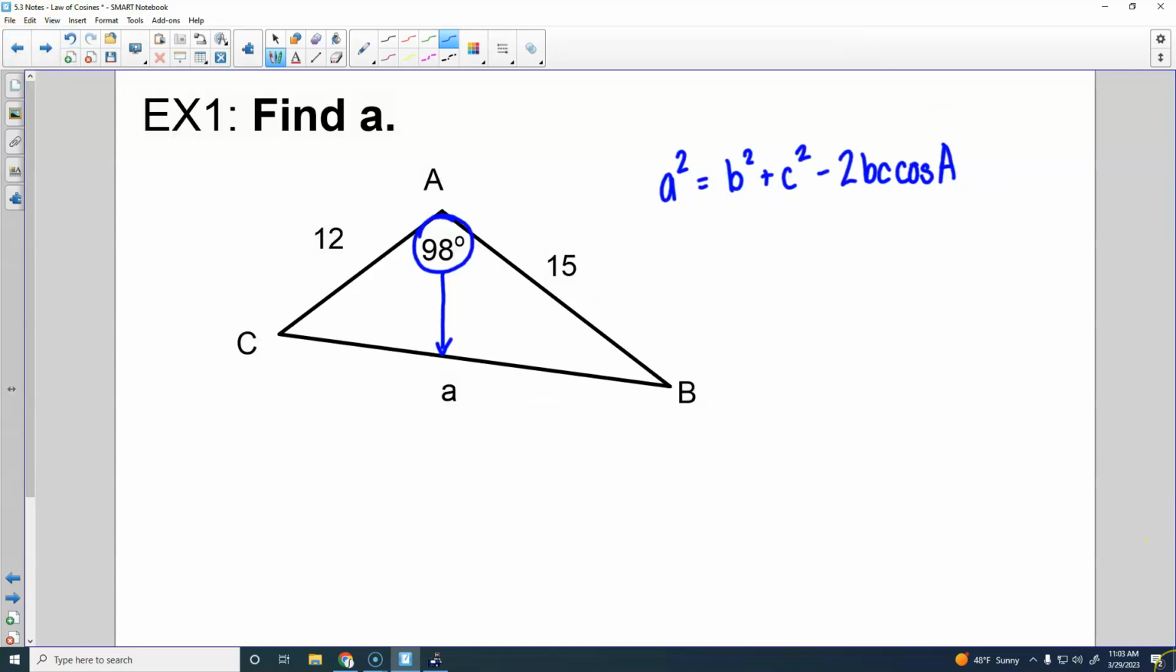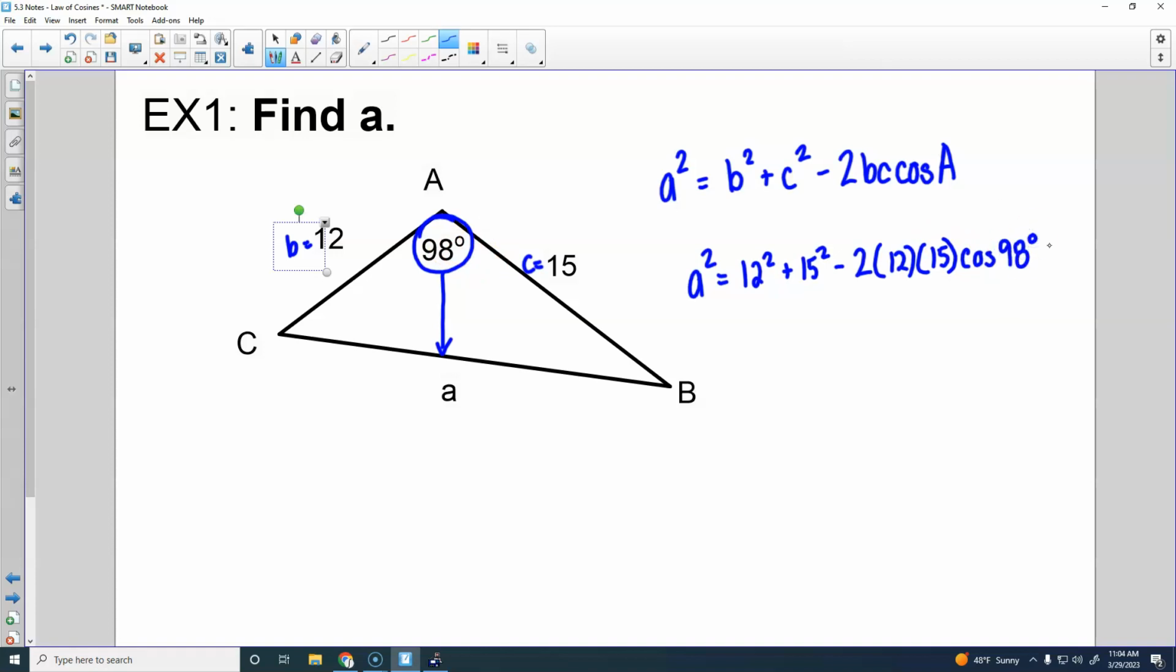Okay. So when we plug this in, a we don't know, so it's going to be a squared. B and C, it really doesn't matter whether 12 or 15 is B or C, but of course 12 would be B and 15 would be C. But if I switch them, it's not going to matter. You'll get the same answer. So I'll get 12 squared plus 15 squared minus 2 times 12 times 15 cosine of this angle, which is 98.